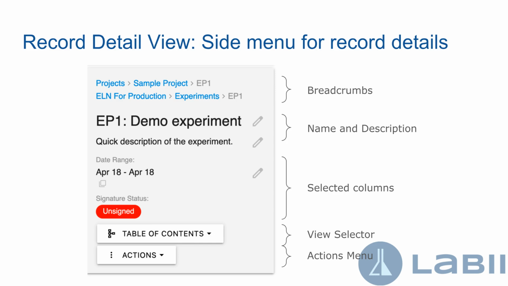Breadcrumbs show the project and application associated with the record. Record name and description provide a clear identifier and summary. Record details, a list of selected columns displaying key information. You can customize which columns appear here. View Selector, a drop-down menu to switch between different data views. Actions menu offers additional functions such as sign, print, share, and archive.